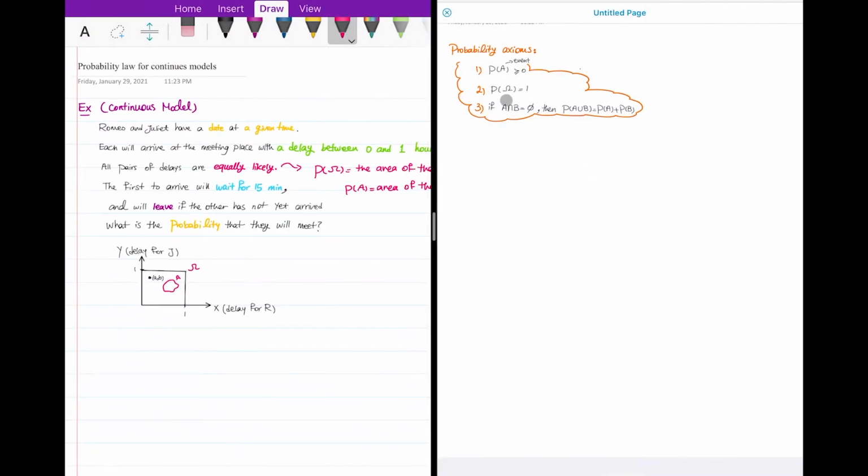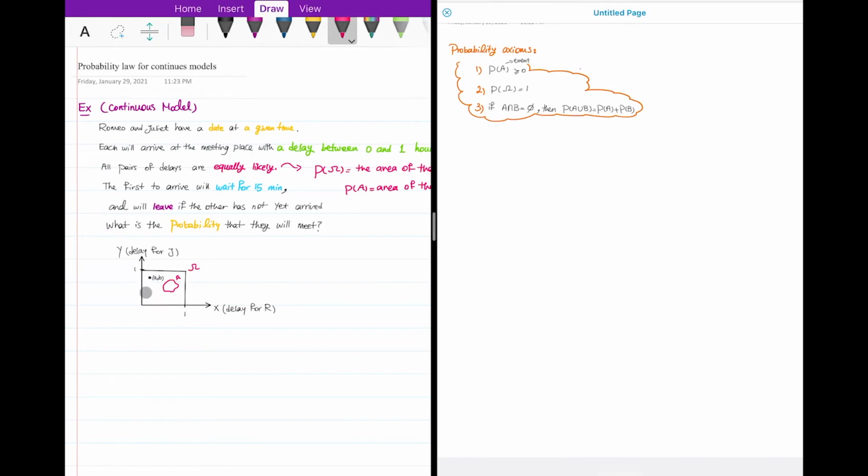Okay, so what are the axioms? Probability of the event should be positive. Area here is the probability, and its area is positive, so 1 is checked. Probability of the sample space is 1.